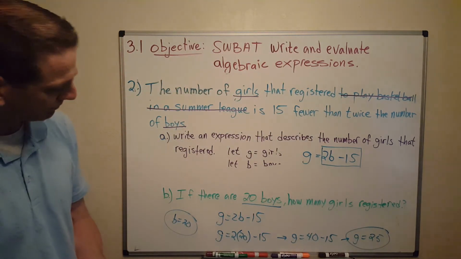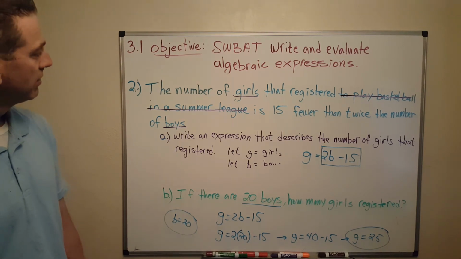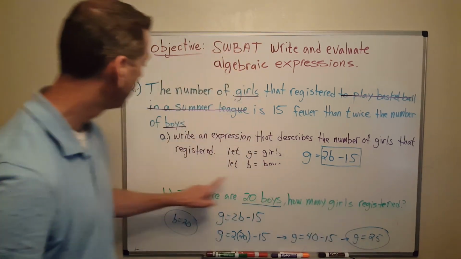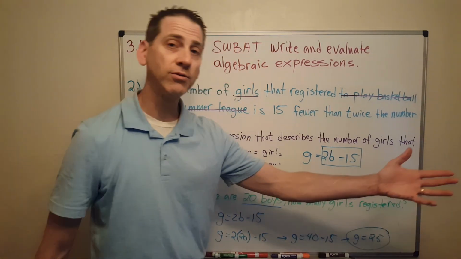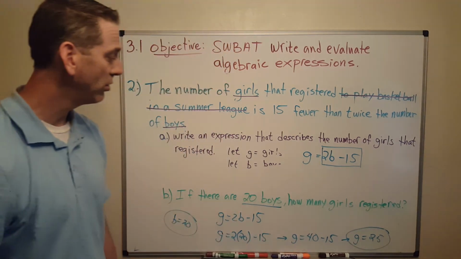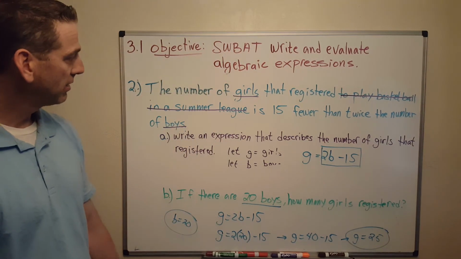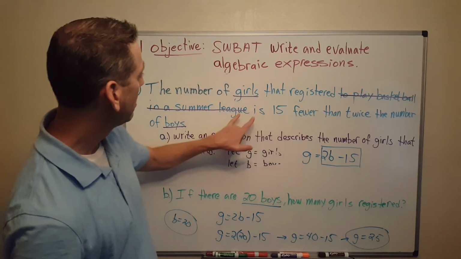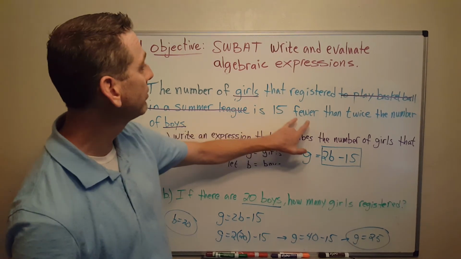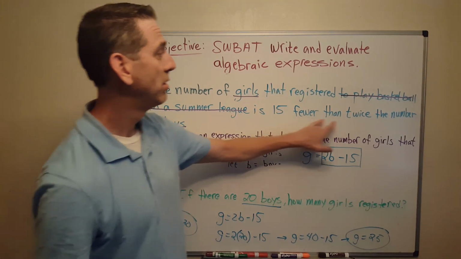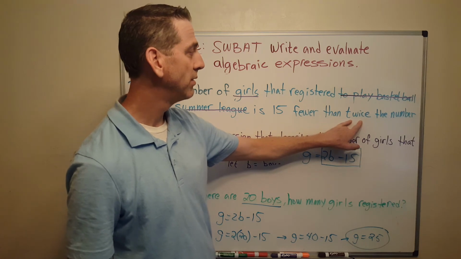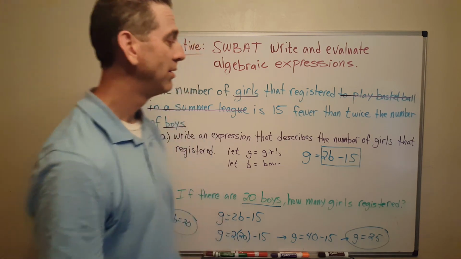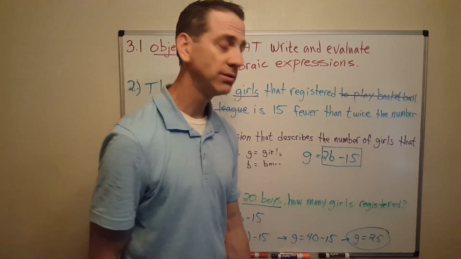Is that right? So did I answer the question? The number of girls is 25. How many girls registered? I answered. I got the answer correct. Is it reasonable? Let's see. There's 20 boys, and the number of girls is 15 fewer than twice the number of boys. Well, twice the number of boys would be 40 minus 15, yeah, that's reasonable. So they're pretty equally matched.